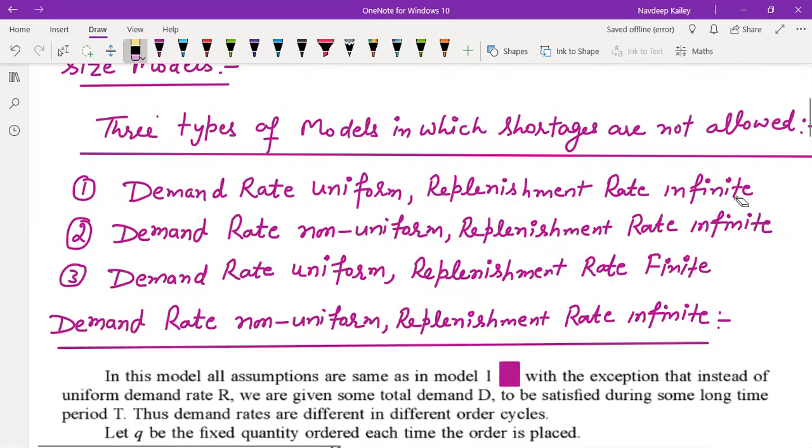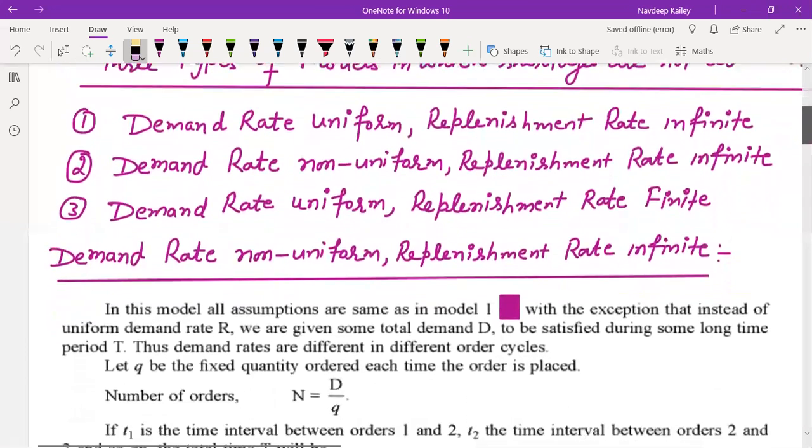replenishment rate infinite. Today in this video, I am going to discuss model two and model three, that is the models with demand rate non-uniform and replenishment rate infinite, and model three is of the type demand rate uniform and replenishment rate finite. Let's start the discussion one by one.